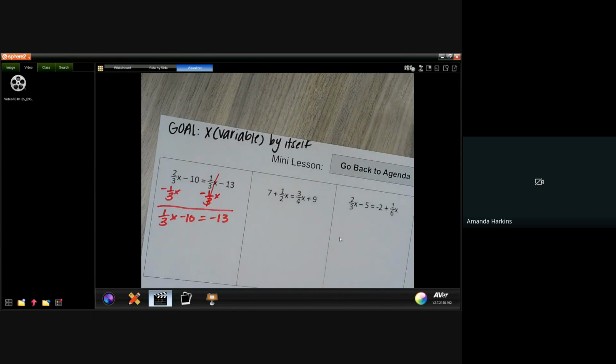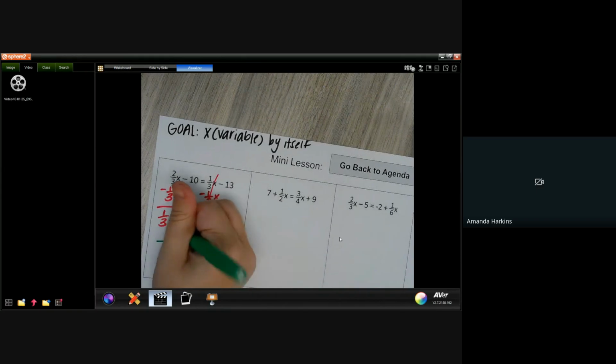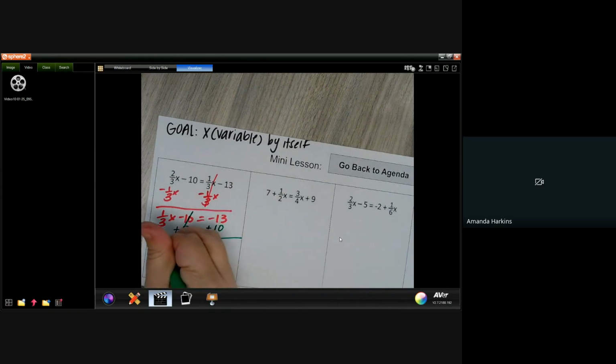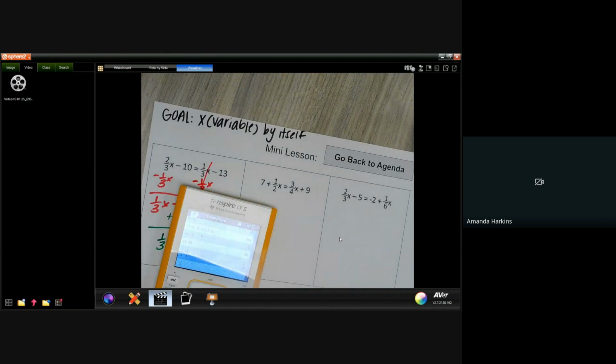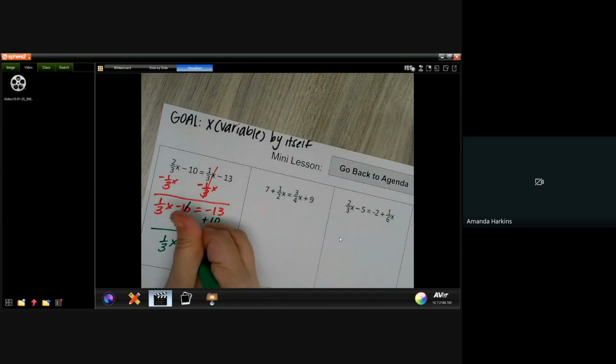Now I'm going to go ahead and move my constants to one side so that all my regular numbers are on the similar side. So I'm going to add 10 because I always move the one that's on the same side as my variable. My 10 zero out. So now I have 1/3 x equals negative 13 plus 10. Negative 13 plus 10 equals negative 3.